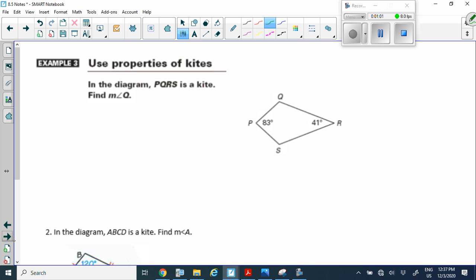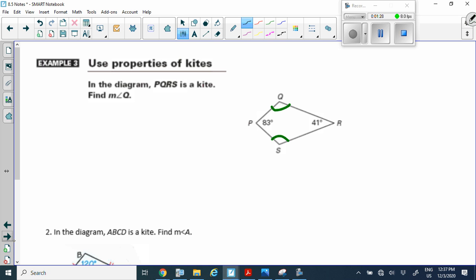Okay, in the diagram, we've got PQRS is a kite, so we're going to find the measure of angle Q. So we are dealing only with the angles here, okay? First of all, remember the opposite angles: it's not going to be P and R, which we can definitely see are not congruent, but Q and S, those are going to be congruent, because remember, exactly one pair of opposite angles are congruent. Okay, so how can we find this?